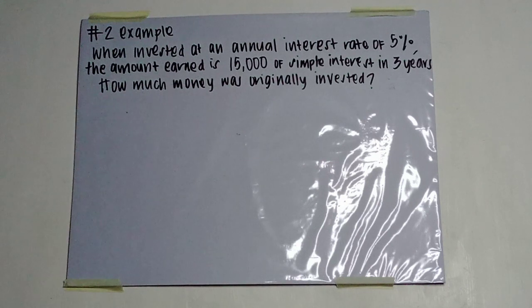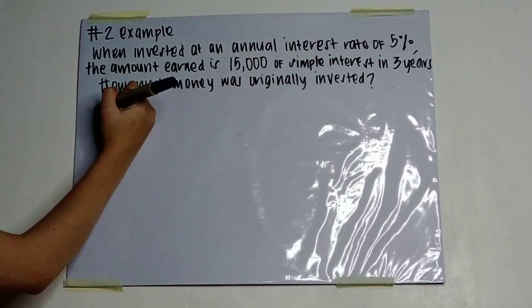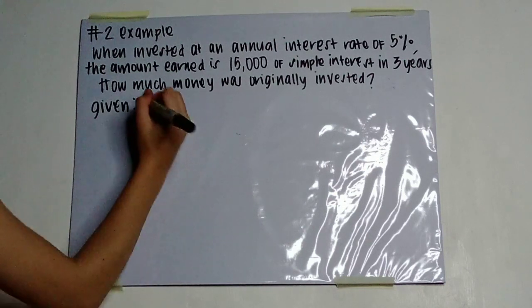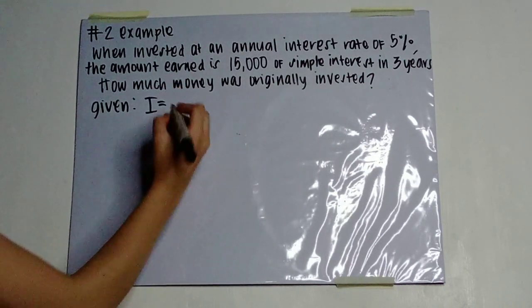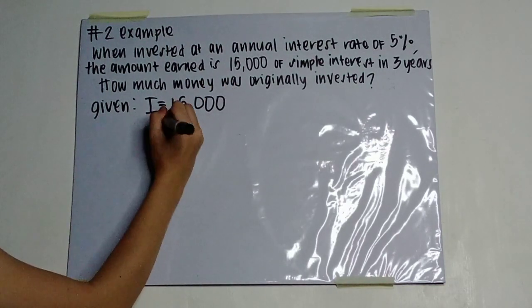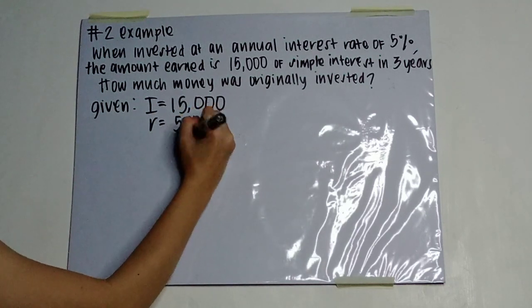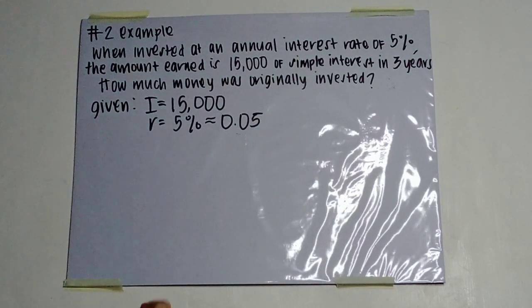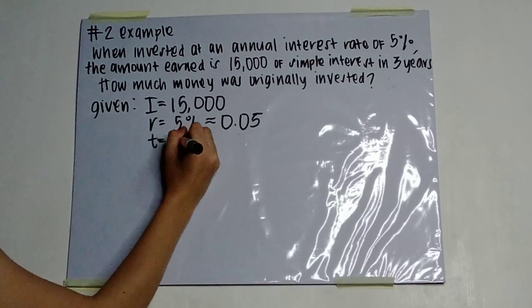Example number 2. When invested at an annual interest rate of 5%, the amount earned is 15,000 pesos of simple interest in 3 years. How much money was originally invested? So write the given. The interest is 15,000 pesos. The rate is 5%, and convert it into decimal, so 0.05, and time is 3 years.